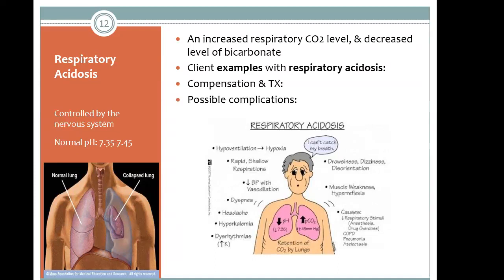We see this most often with patients who have COPD, pneumonia, atelectasis, post-op patients who come out with anesthesia, and drug overdose patients. You'll note that the pH will be below 7.35 and the CO2 will be above 45. And again, this is due to the retention of the carbon dioxide by the lungs.